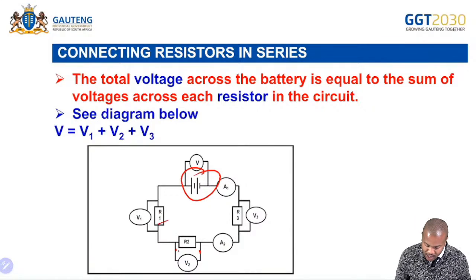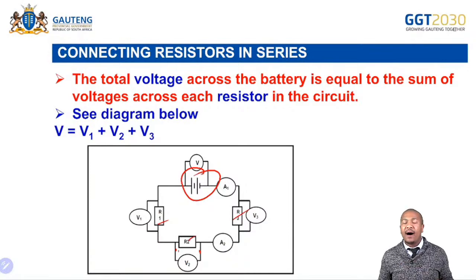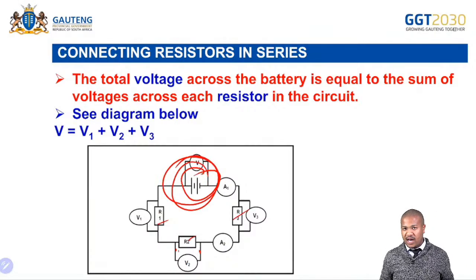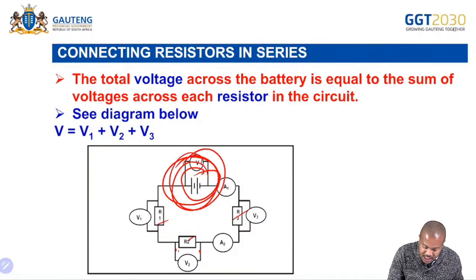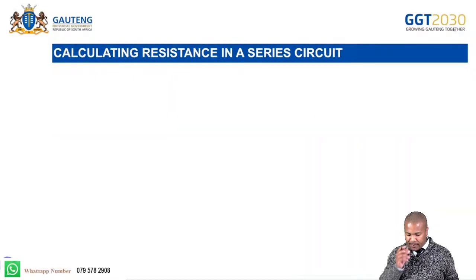We have resistor 1, resistor 2, and resistor 3. So meaning resistor 1, 2, and 3, when they are combined, they're going to give us what? The total voltage of this battery. Are we together? Meaning the total voltage of this battery is shared amongst resistor 1, resistor 2, and resistor 3, right? So total voltage in this case is equal to V1 plus V2 plus V3. Are we together? So let's look at more examples of that.